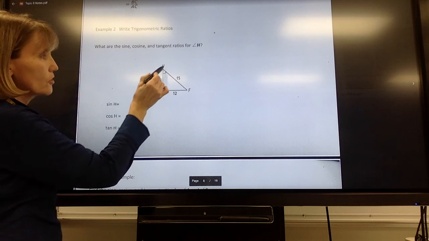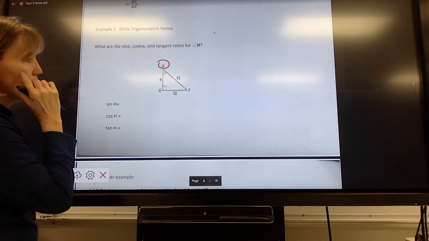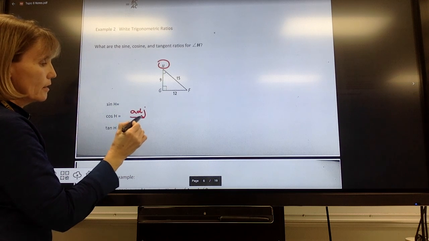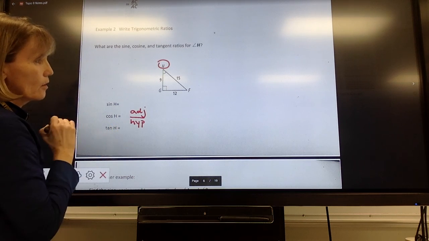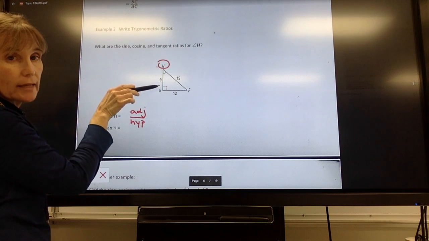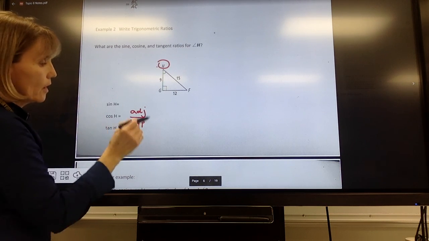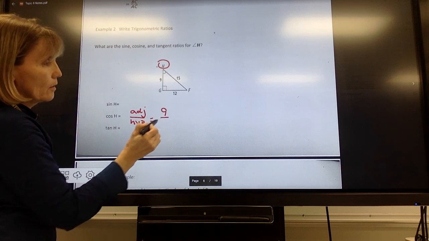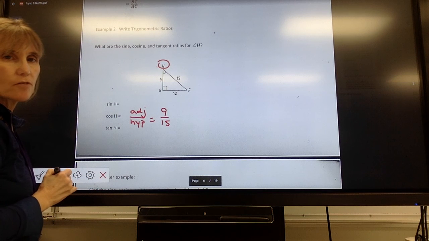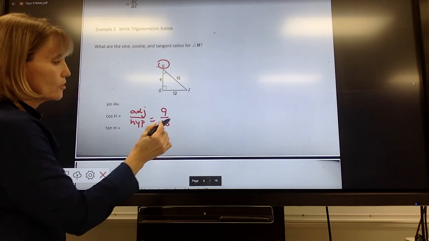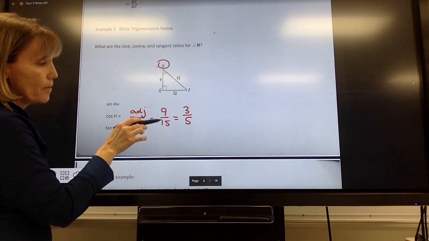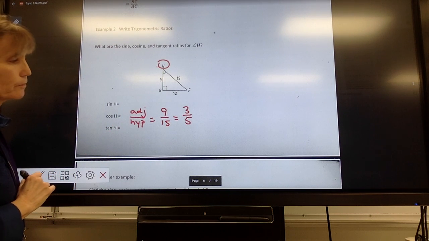When it comes to the cosine of H, here's angle H again. Cosine, remember, is the adjacent leg divided by the hypotenuse. From H, which leg is next to H? That would be the 9. And the hypotenuse is still 15. So 9 over 15 is the fraction. We always want to leave our fractions in reduced form. If I divide the top and the bottom by 3, I'd get 3 over 5.